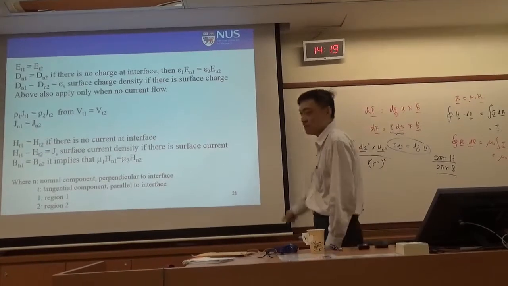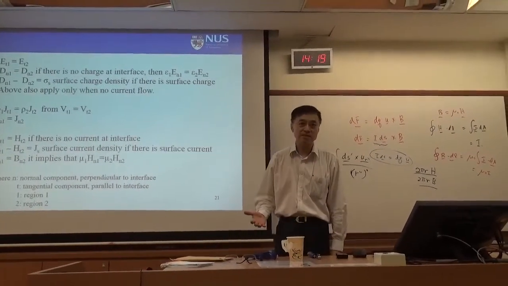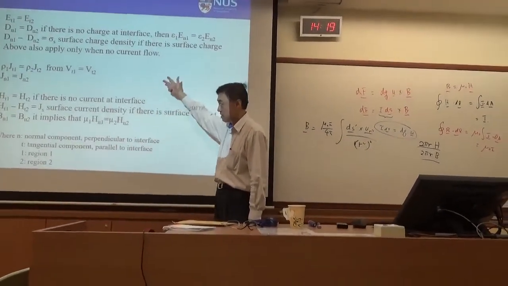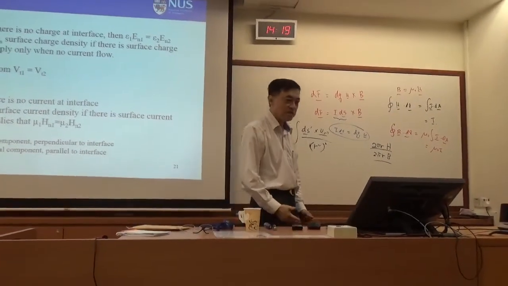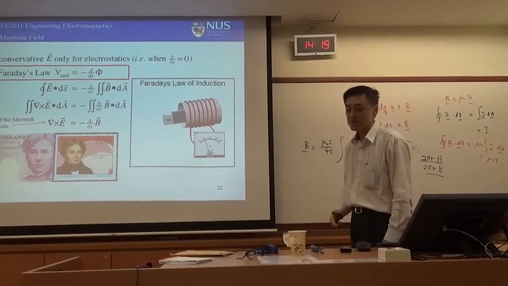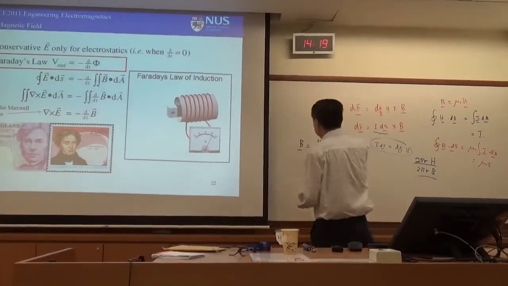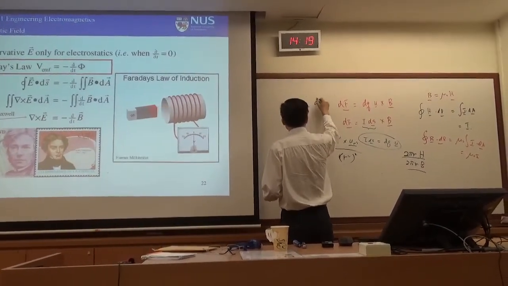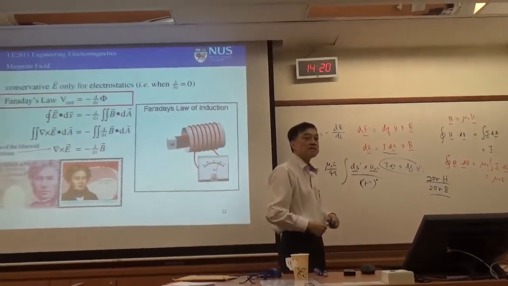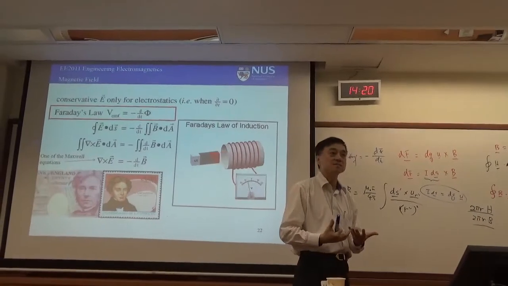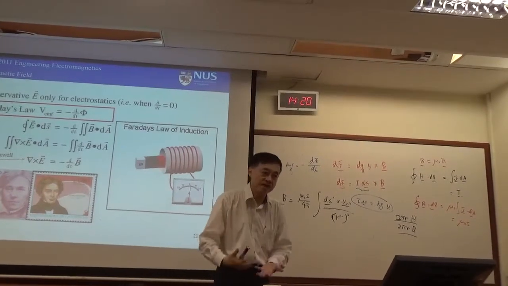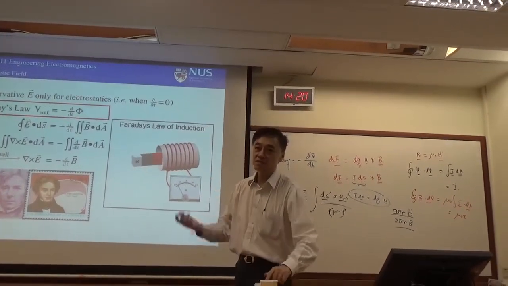This slide is a summary of all the boundary conditions that you have learned so far for the electric field, for current, and for the magnetic field. The next topic is Faraday's law. Faraday's law says that EMF is equal to minus d phi dt, the rate of change of flux. EMF is equal to minus the rate of change of flux linking whatever circuit that you have.